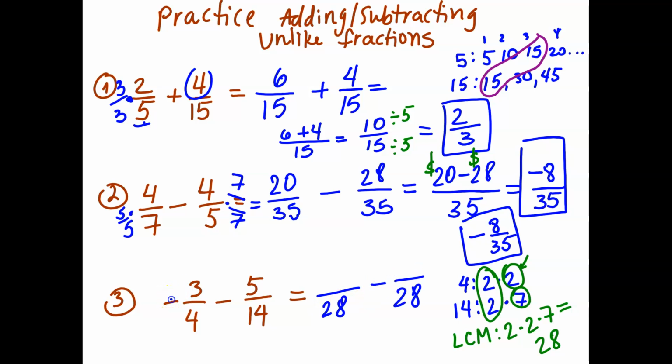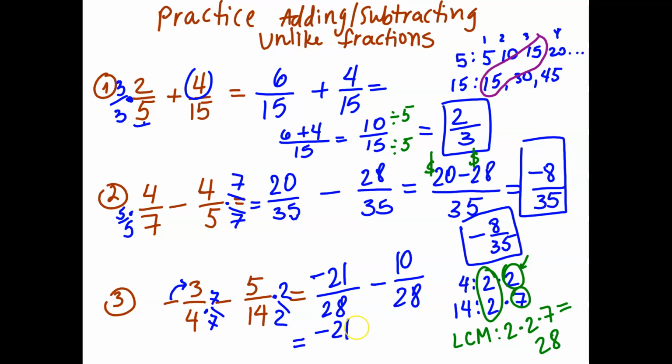And I'm going to put this negative sign next to the numerator. From 4, we get to 28 by multiplying 4 by 7. And of course, we multiply 3 by 7 as well. Well, it's negative 3, so negative 21. And then from 14 to 28, we get by multiplying 14 by 2. And of course, we multiply 5 by 2 as well. Negative 21 over 28 is equivalent to negative 3/4, minus 10 over 28, which is equivalent to 5 over 14.